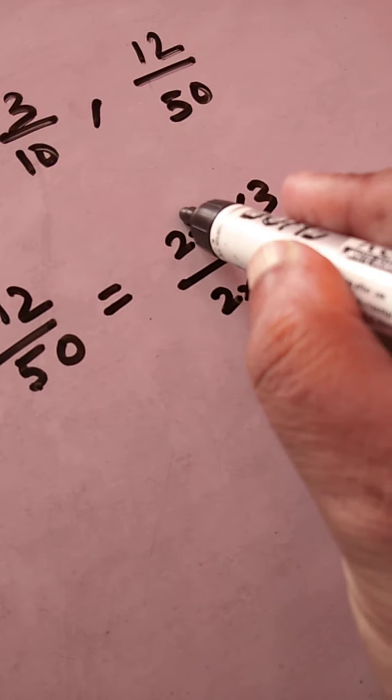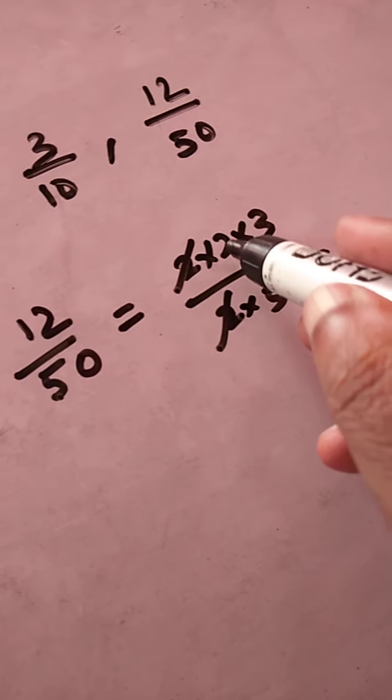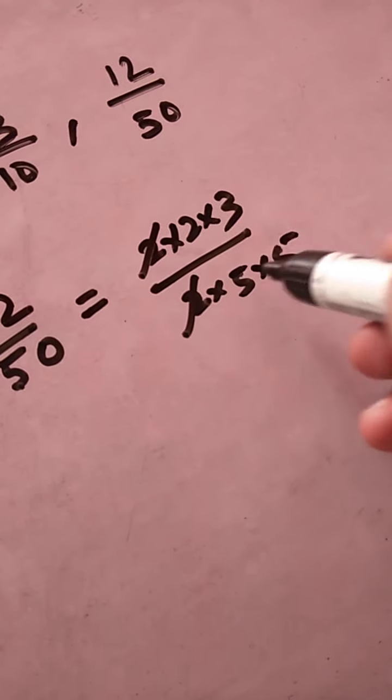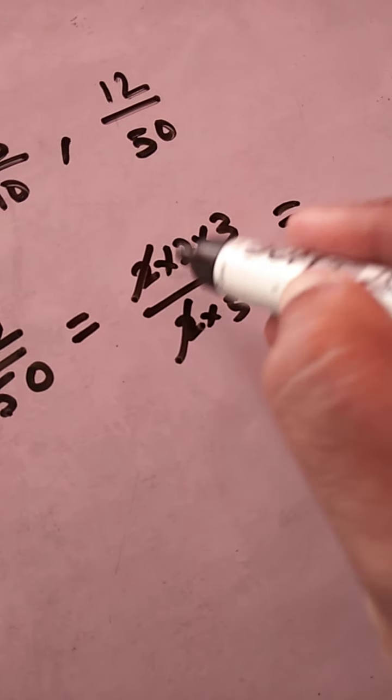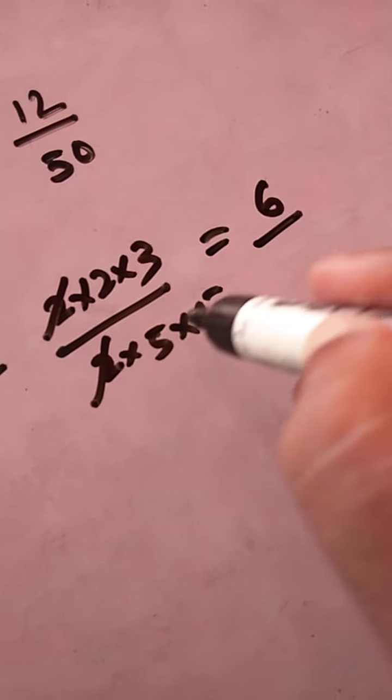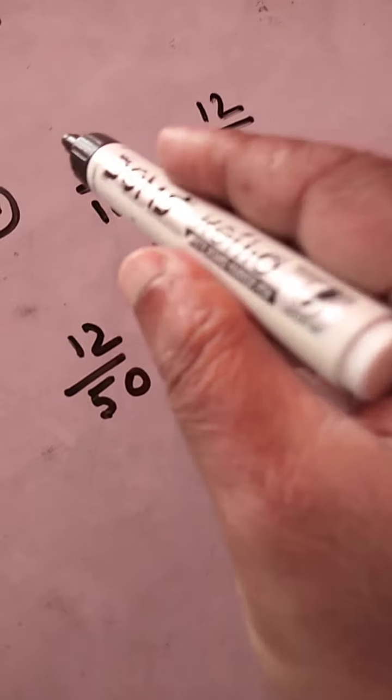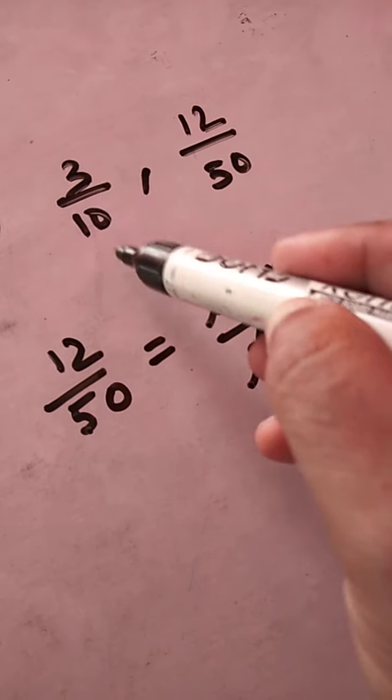So we'll reduce this 2. There are no similar numbers left, so we'll just multiply. 2 into 3 is 6 and 5 into 5 is 25. Are they the same? 6/25 is not equal to 3/10, isn't it?